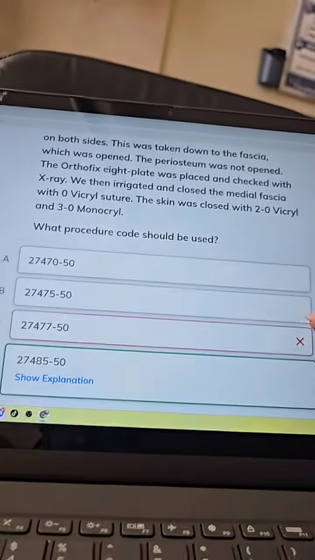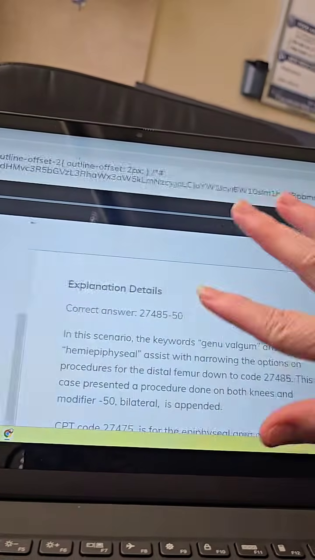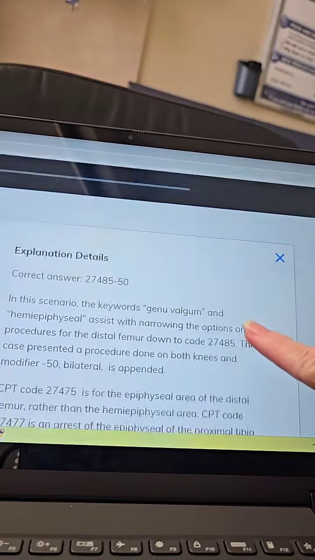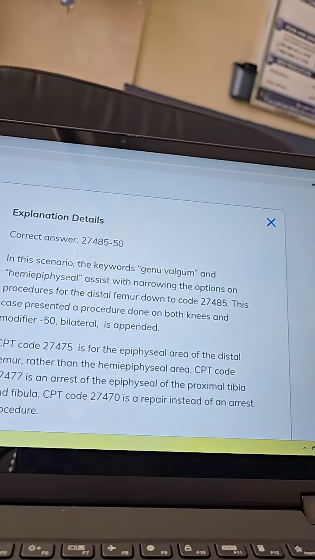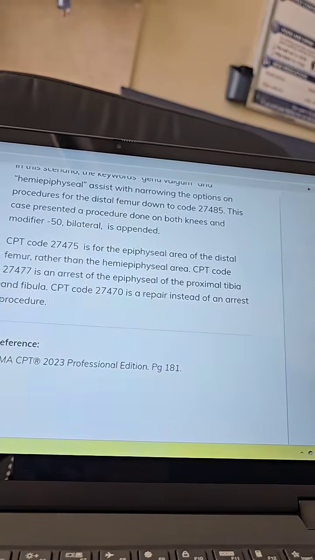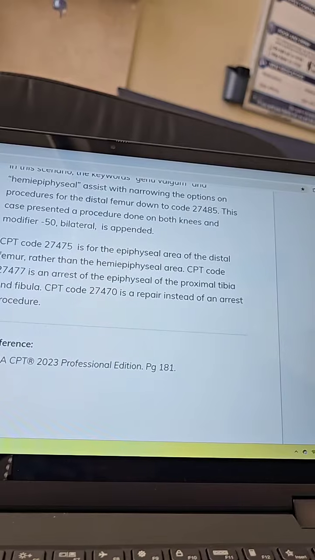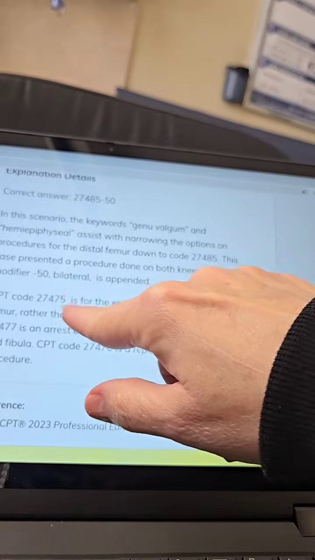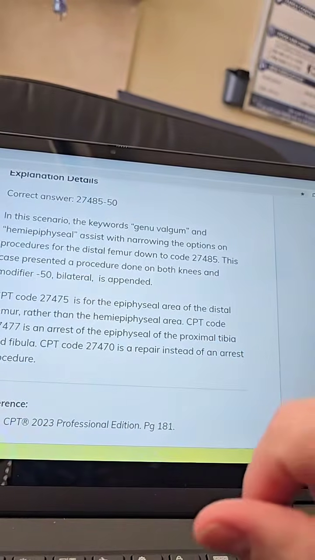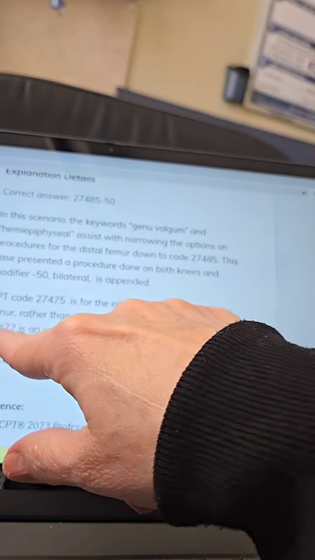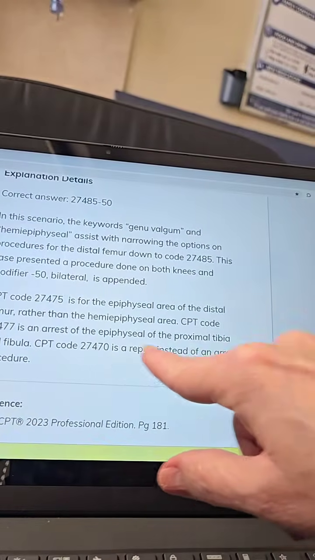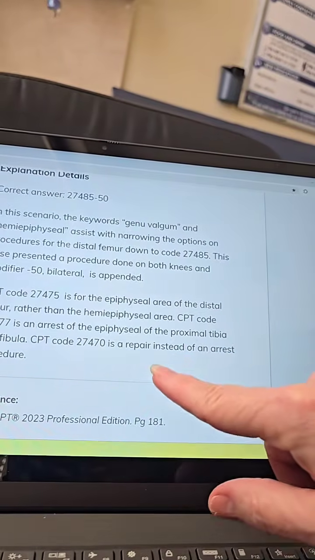Okay, let's look at our explanation. You're looking for that keyword. It said that the 75 was for epi instead of hemi. Also 77 was epi and not hemi, and 70 was an arrest procedure.